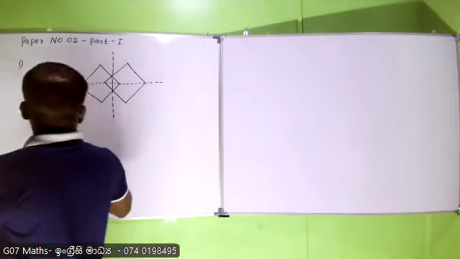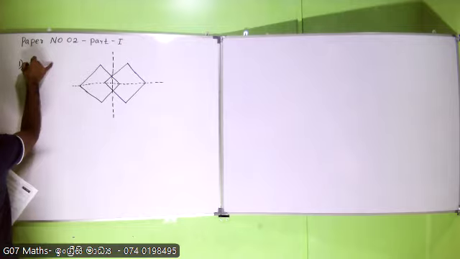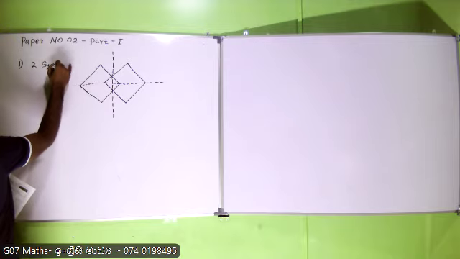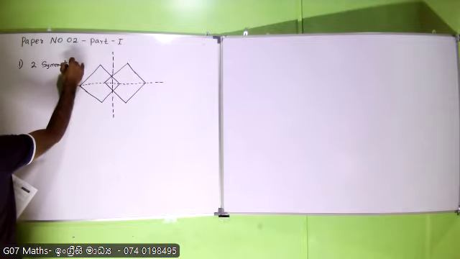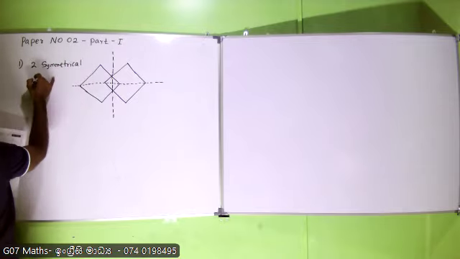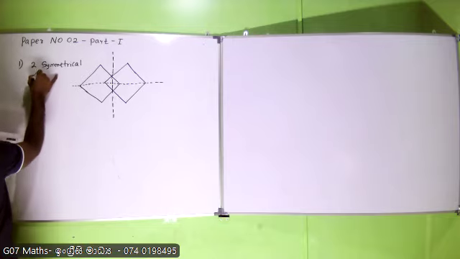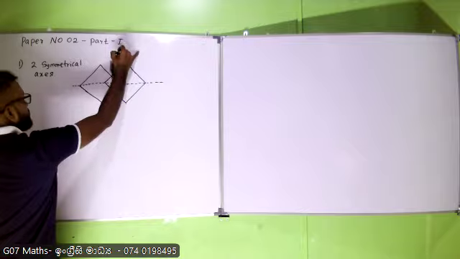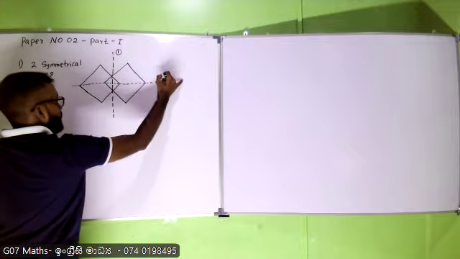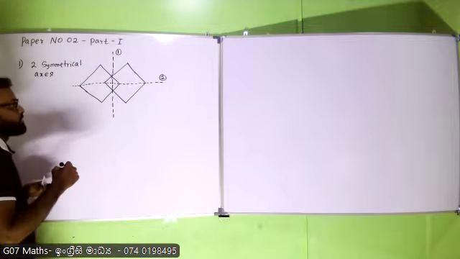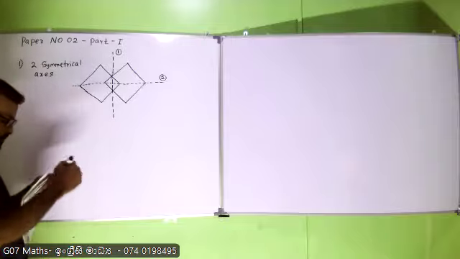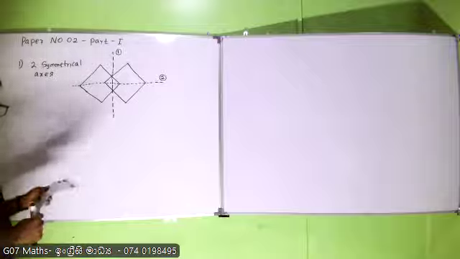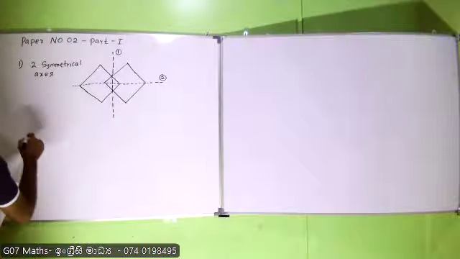So you have to write two symmetrical axes, and you have to draw them as well. This is the first one, this is the second one. There are two symmetrical axes. This is the answer for the first question. Now let's go for the second one.